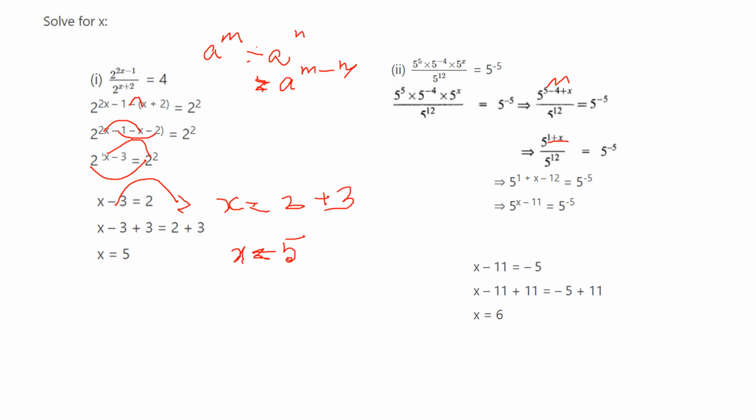Next, we can write a power m divided by a power n equal to a power m minus n. That formula here you use. So you get 5 to the power 1 plus x minus 12. So 1 minus 12 is what? Minus 11. So 5 to the power x minus 11 equal to 5 to the power minus 5. Here also base is equal. So x minus 11 equal to minus 5 means x equal to minus 5, that minus 11 will come to this side, plus 11, so x equal to 6.